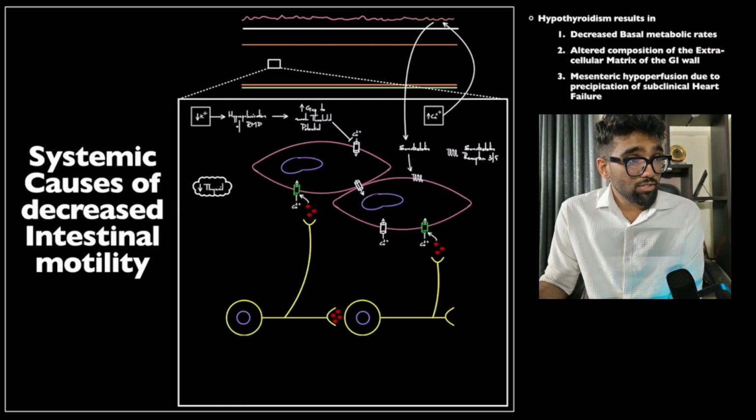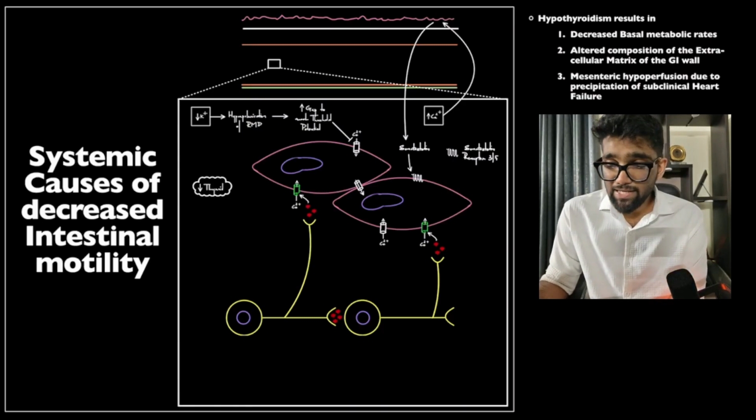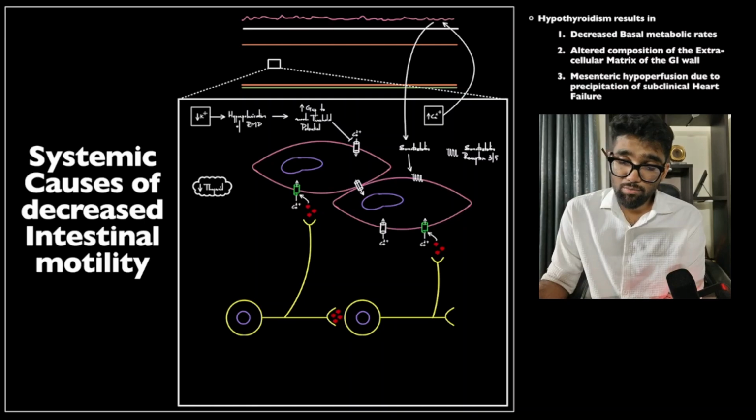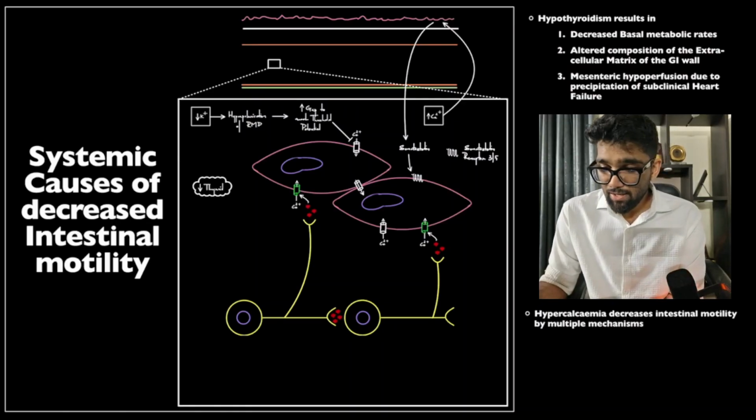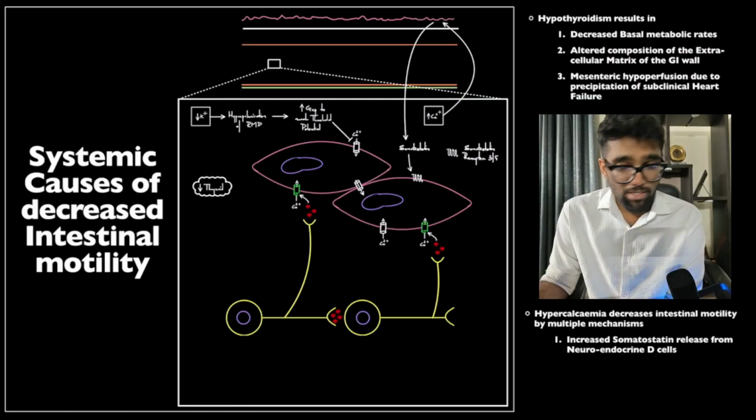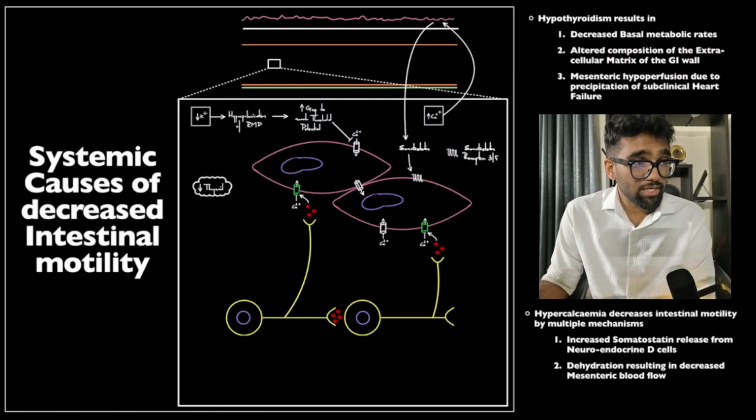One important neuroendocrine mediator in this vein is somatostatin, which is released by D cells within the duodenal mucosal lining. Somatostatin receptors 3 and 5 are located on these smooth muscles and basically inhibit contraction of these muscles. Okay, so that is one mechanism by which hypercalcemia causes decreased gastrointestinal motility.